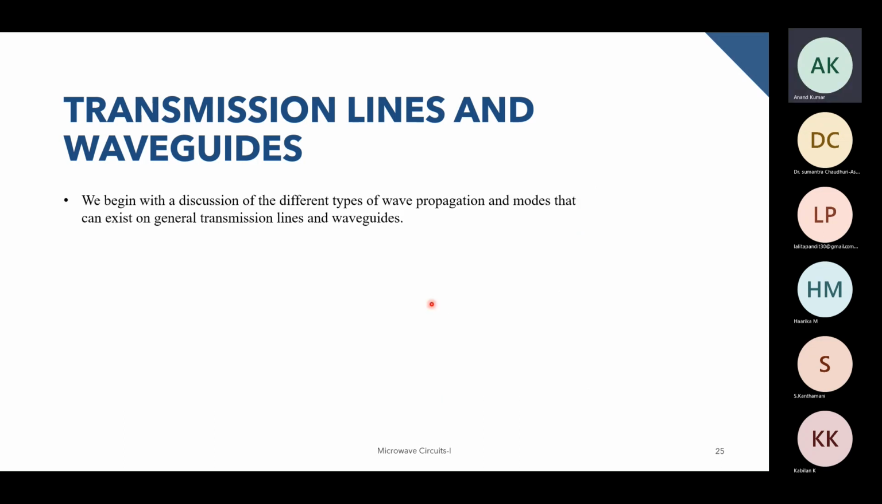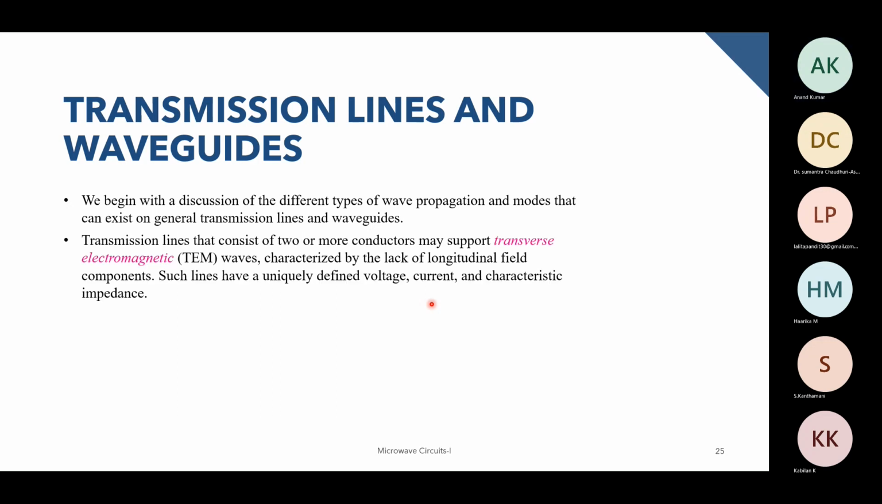For our discussion, we'll start with the different types of wave propagation modes that can exist on a general transmission line and waveguide, and then go into the specific cases. For transmission lines, they usually have two or more conductors, and they can support what we call transverse electromagnetic waves. So what are transverse electromagnetic waves? These are characterized by a lack of longitudinal field components.